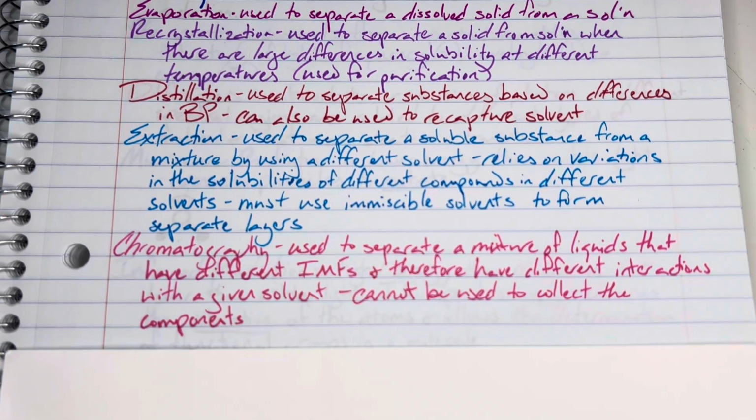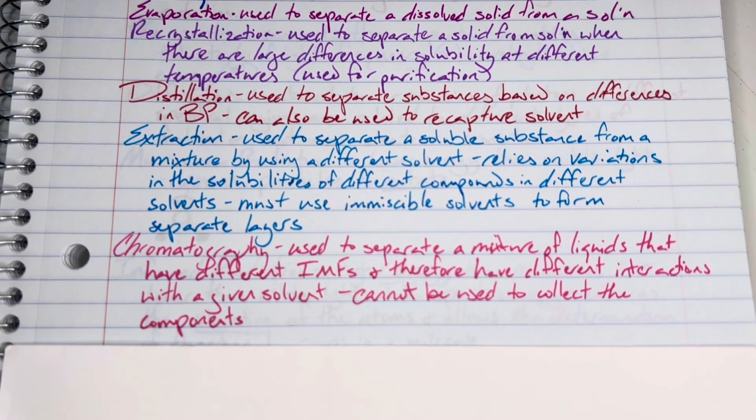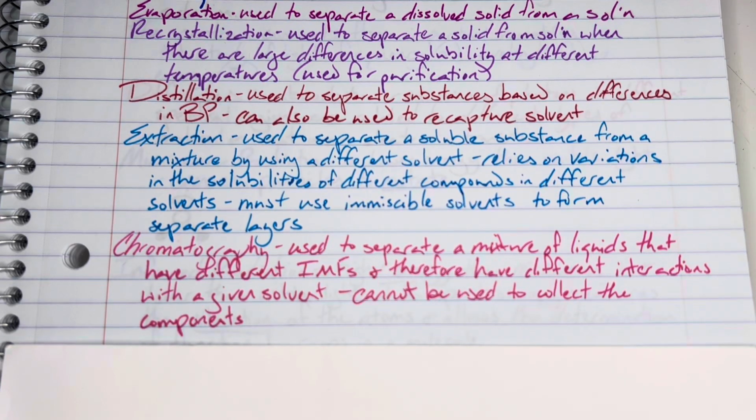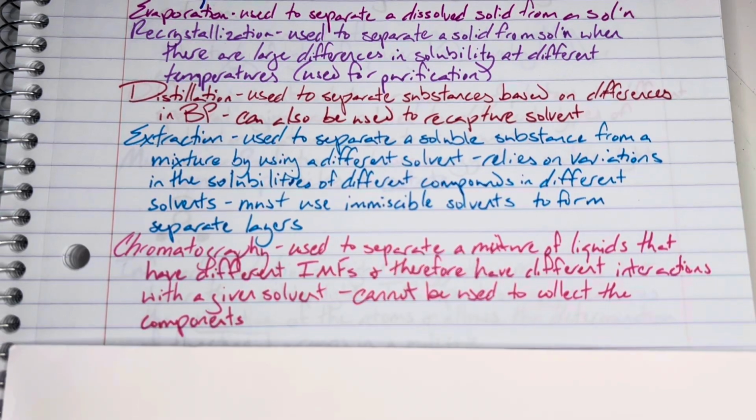And then we also have chromatography. Chromatography is used to separate a mixture of liquids that have different intermolecular forces and therefore have different interactions with a given solvent. Okay, it cannot be used to collect the components. Instead, it's just to identify the different pieces that are within them. But we don't get to collect at the end any of our solutes that we were separating via chromatography.